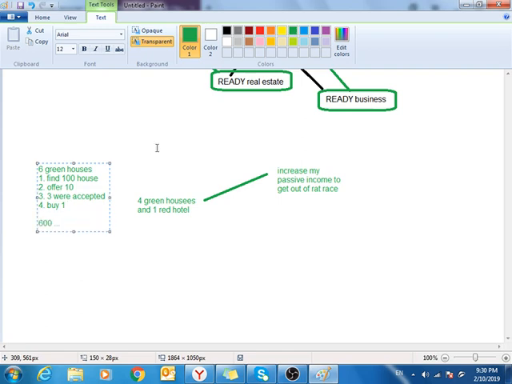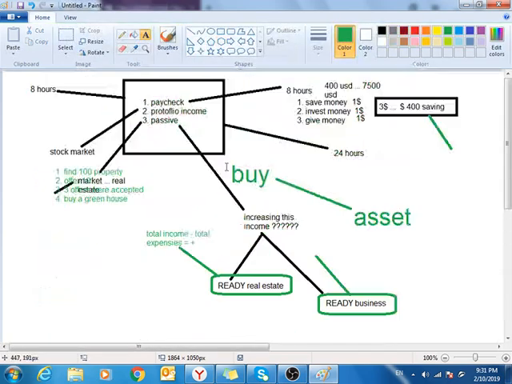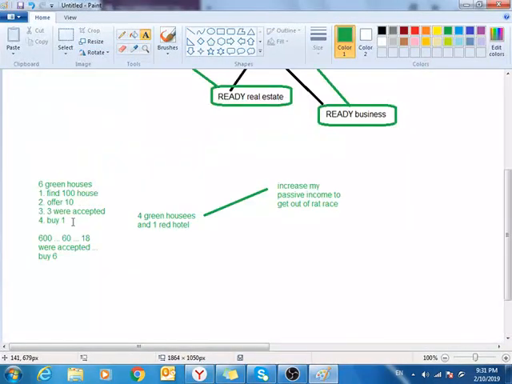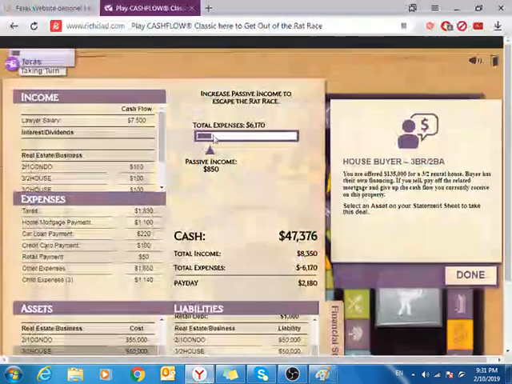This means I did find 600. From 600 I provided 60 offers, and 18 were accepted. And I did buy 6. I bought them with this amount of money, like 50, 45, 55, very low prices. It's really a good deal, and it is positive cash flow. Owning this house is a positive income. You can find the income here, passive income.